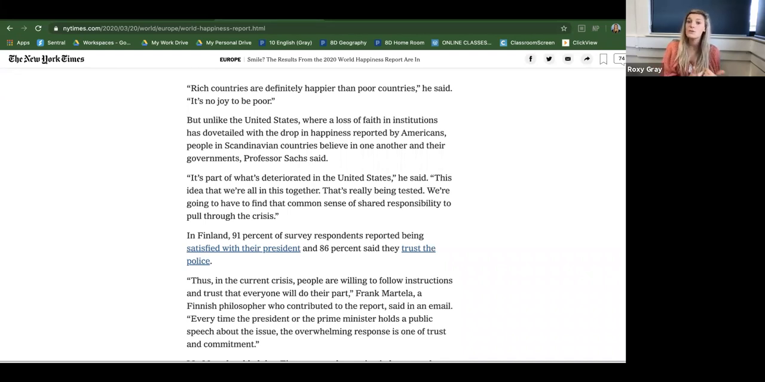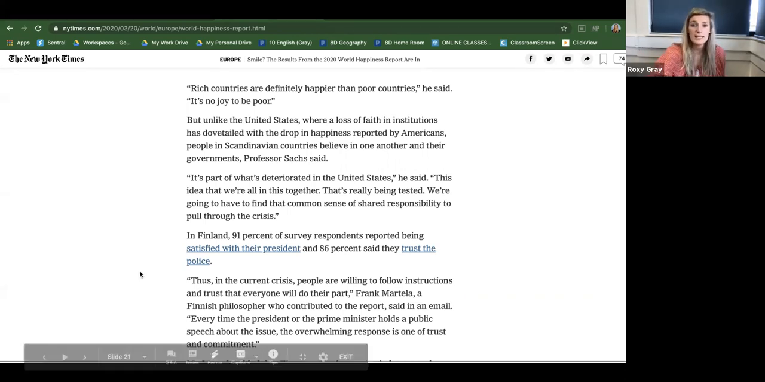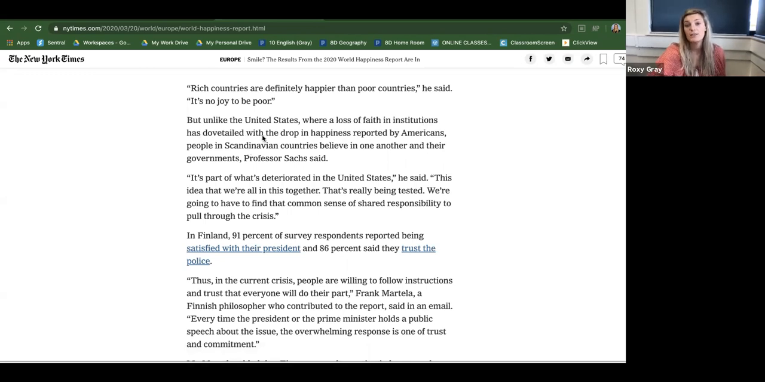This is the New York Times, so it's definitely an American writer who's thinking particularly about the US and how the results coming from the US might be different. But this is what Professor Sachs has to say. He says that a loss of faith in institutions has dovetailed with the drop in happiness. So what he's observing there is a correlation: how confident I feel in the government to take care of me equals how happy I am. He says those two things go together.